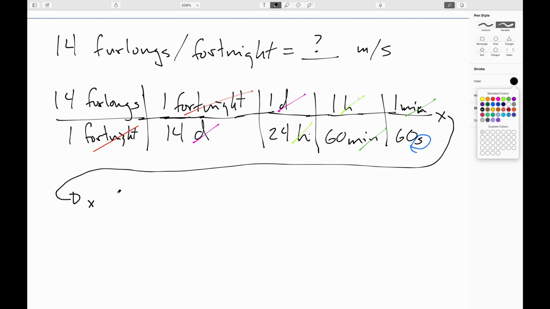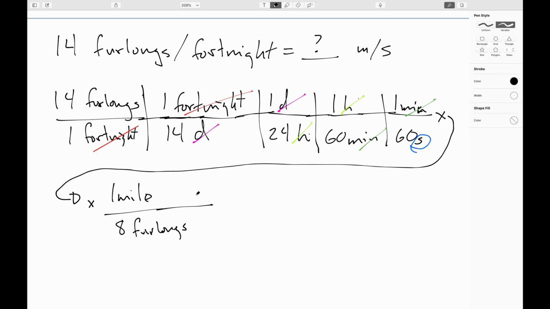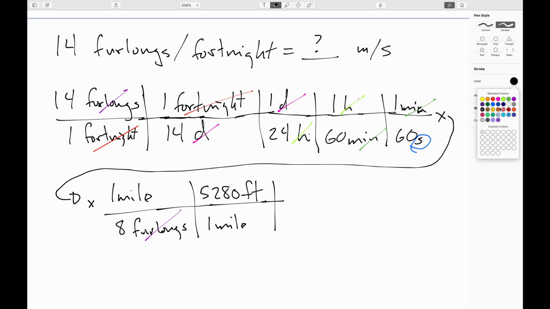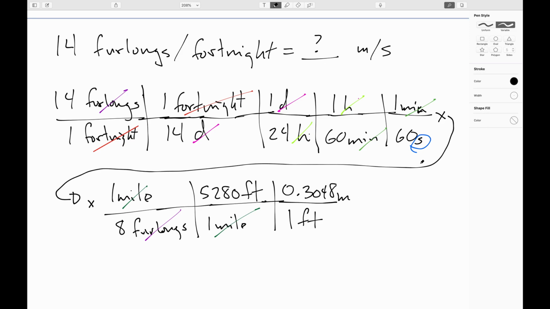Now we need to get from furlongs to meters. So we of course remember that a mile is 8 furlongs, right? So that will let me cancel furlongs, be left with miles. And then we remember that 1 mile, again, the mile here is in the denominator, so I can cancel this mile in the numerator, is 5,280 feet. All right, so that will let me cancel miles. And then we remember that in the US, a foot, by definition, is exactly 0.3048 meters. So we can cancel feet, and we are left with our target unit of meters.